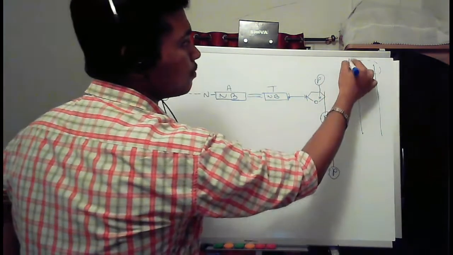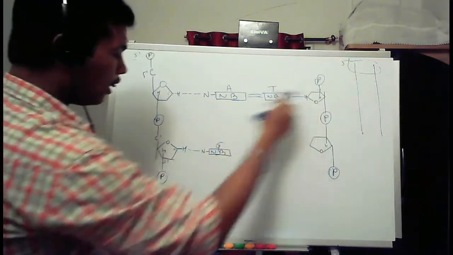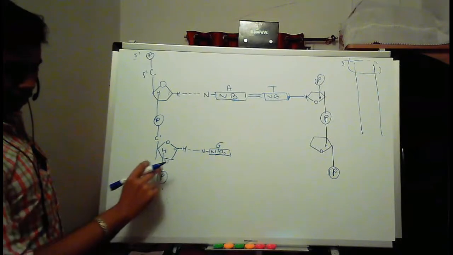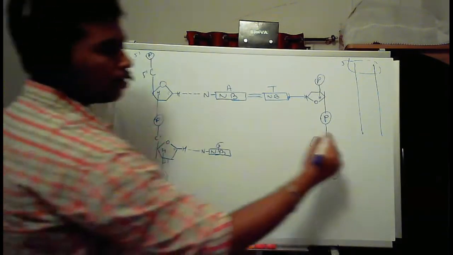5' P over here. Then all the way goes down to the 3' P. 3' P is forming the end. So this is the 3' P.